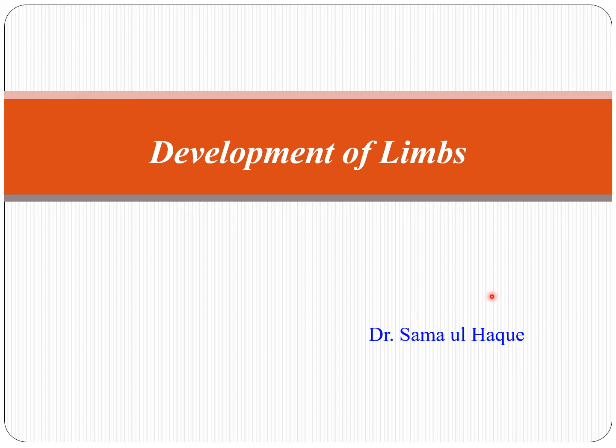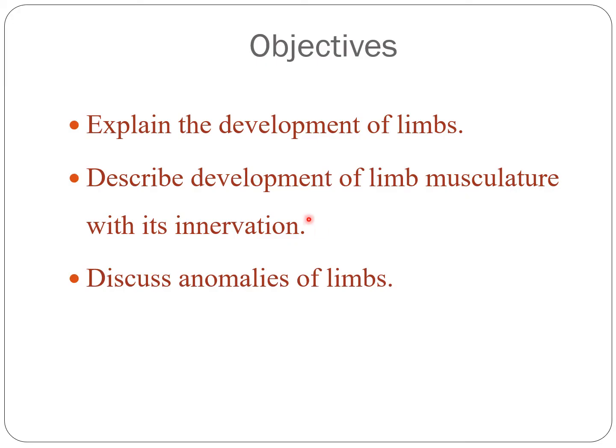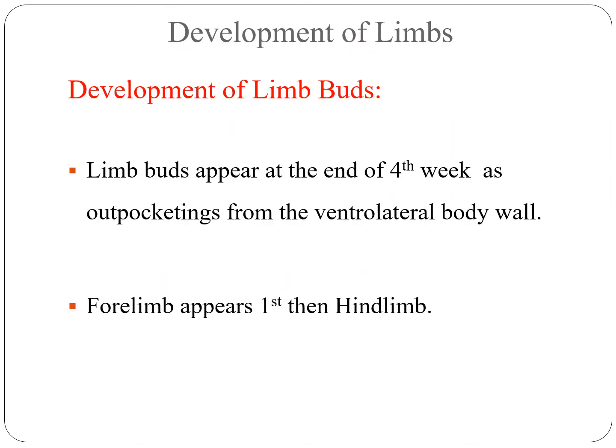Bismillahirrahmanirrahim. Today we are discussing development of limbs and limb musculature. Our objectives are to explain the development of limbs, describe development of limb musculature with its innervation, and in the last we will discuss anomalies of the limbs or related to the development of limbs. So we start with development of limbs.